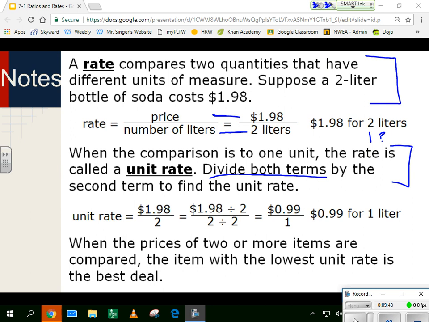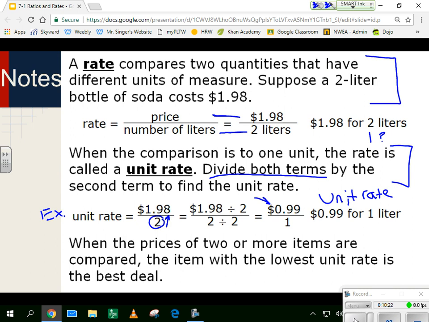Here's an example that I want you to write down when trying to figure this out. We know that for every 2-liter bottle, it's $1.98. But what if we wanted to buy a 1-liter bottle and see if we're getting a good deal? What you do is divide like a fraction: you divide that bottom number into the top number. 2 divided by 2 becomes 1, and $1.98 divided by 2 comes out to 99 cents. So this final thing is the unit rate. It says that for every 1 liter of soda, it's going to be 99 cents.